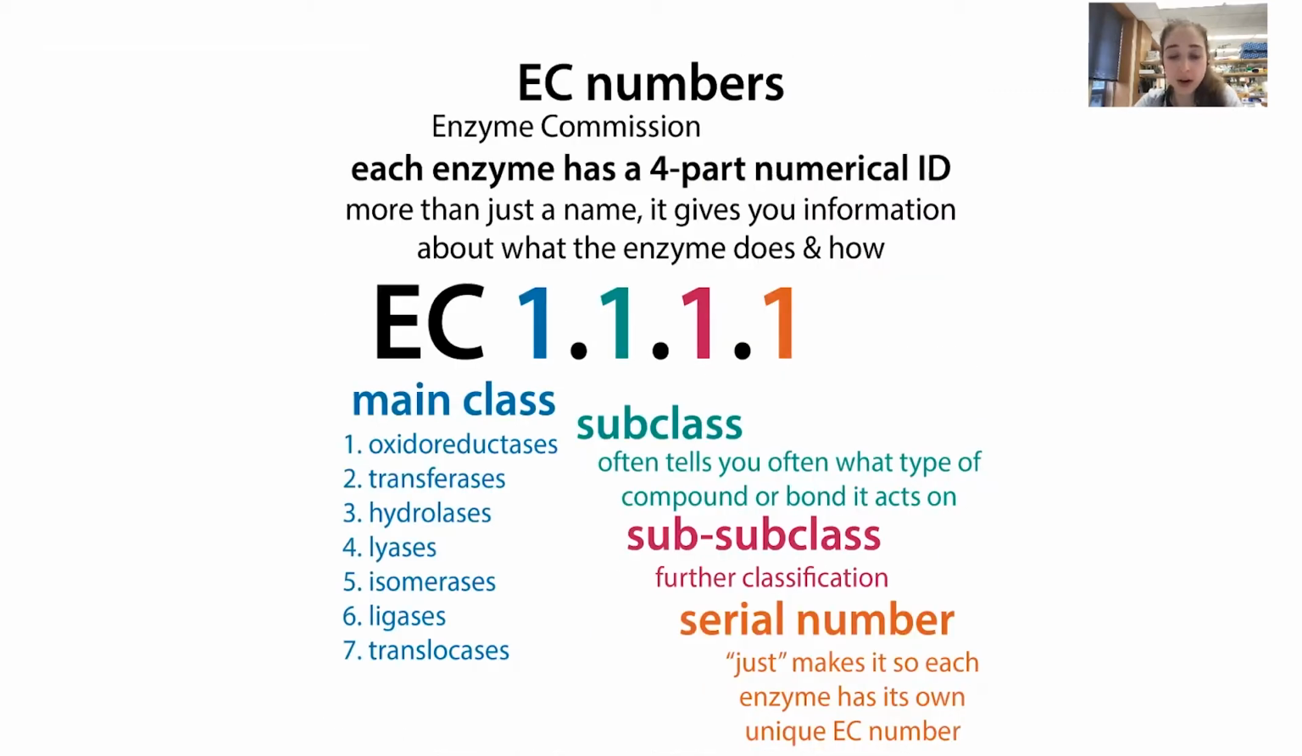But these numbers are the identifiers. In these numbers, there are 4 parts. The first number is going to tell you the main class, and the first number is one of 7 numbers. So there are 7 classes of enzymes.